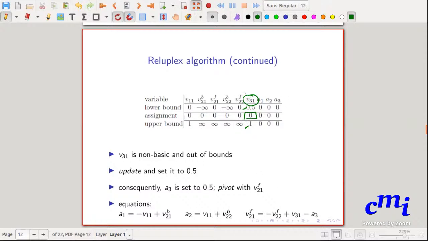So these are the basic variables to begin with. The variables on the left side of the equality are basic variables. Okay. So this is a non-basic variable. Its value is not within the bound. So you update it and set it to 0.5. So where does the basic and non-basic division happen here? A1, A2, A3 are the basic variables. All the rest are non-basic. So even V31 is non-basic, because it has bounds on it. Correct. It has bounds.